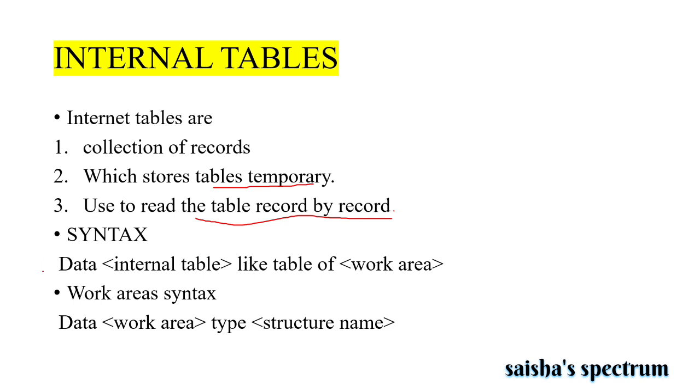So here's the syntax for an internal table: data, mention the table name, type table of, and work area. And the syntax for work area is data, mention the work area, type and structure name.